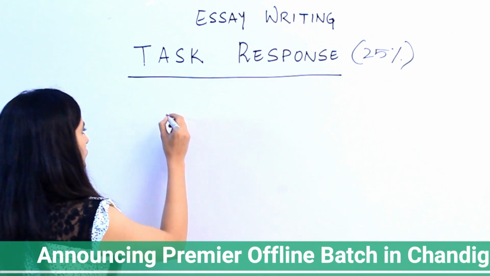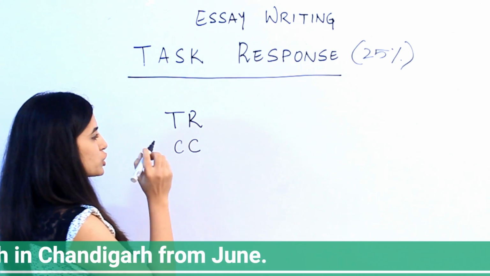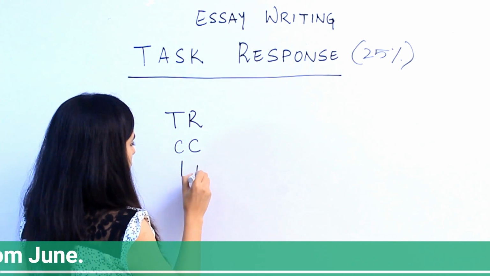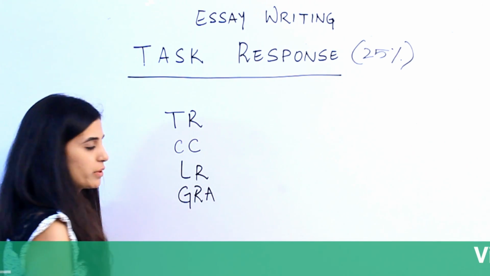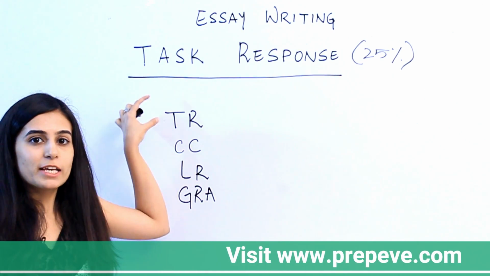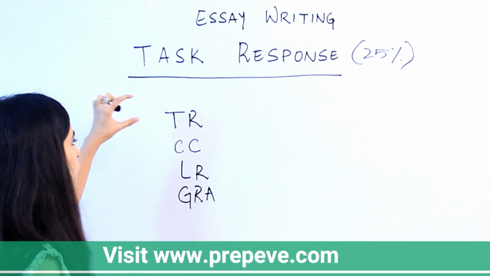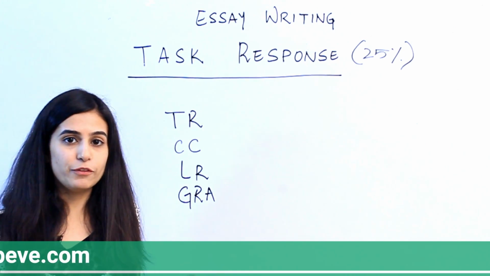So there are 4 parameters: task response, cohesion and coherence, lexical resource, and grammatical range and accuracy. These are the 4 parameters, and the first parameter is of utmost importance. Only when you fulfill this will you be in a position to fulfill the other 3.